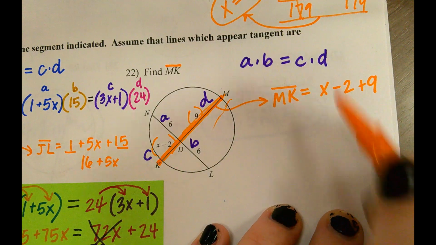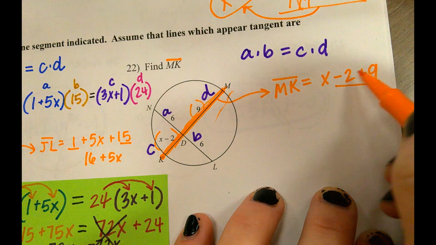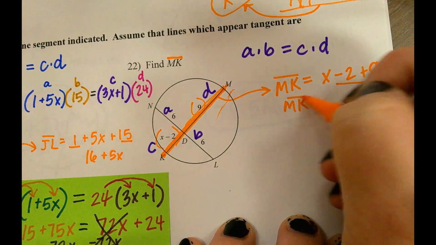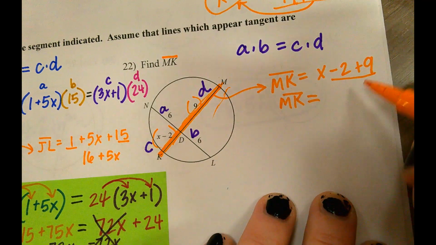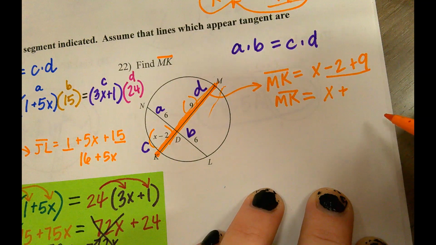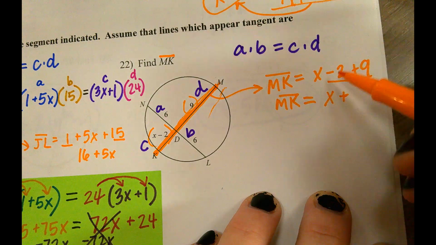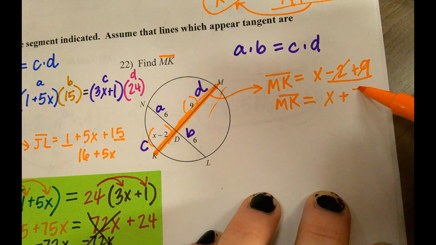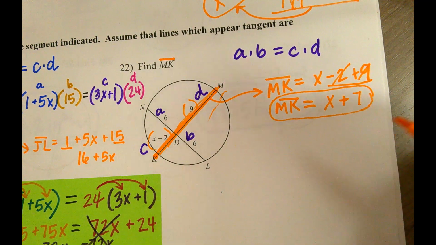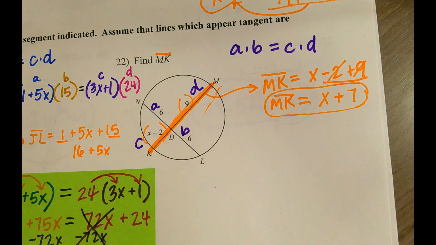And we could just leave it like this. But if we wanted to combine our like terms, we've got a negative 2 and a positive 9. We'll get that MK equals x plus what? 7. Good. So we know that this is what we're going to plug into at the end once we've solved for x. So I have MK is x plus 7.